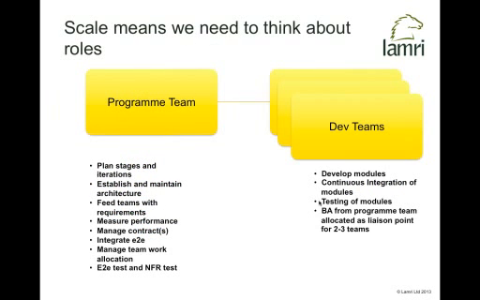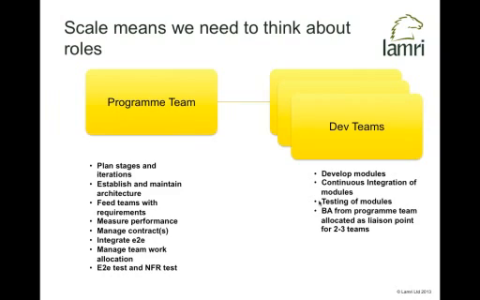How do we do this? Often what we've done in the past is think in terms of a program team. Someone's got to have the big picture and maintain it: plan stages and iterations, establish and maintain architecture, allocate requirements onto teams. Look at the performance of the whole. What is our velocity as it's moving forward? Look at contracts. Some of the teams are third parties, so you've got to manage those contracts on an ongoing basis.